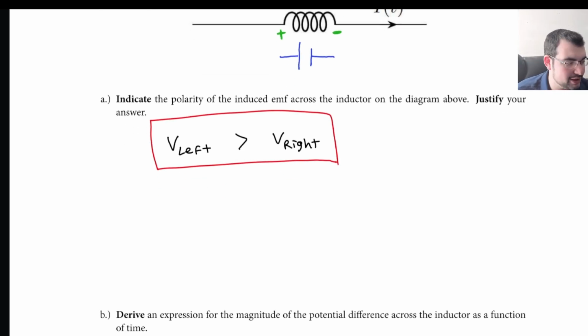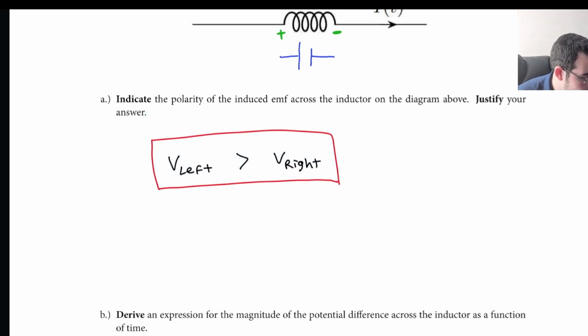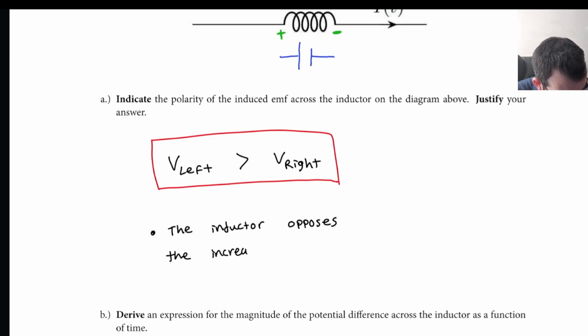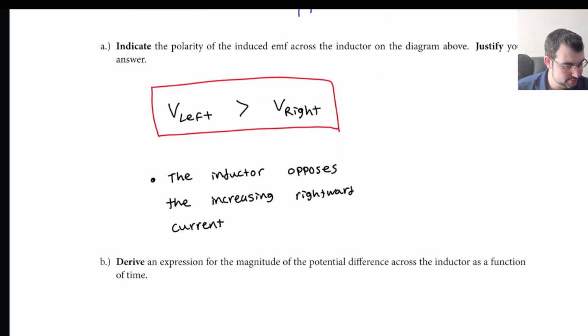So whenever we're talking about justifications with inductors, we'll use their property: they fight changes in current. So the inductor opposes the increasing rightward current. So that's how we get the polarity. You have to figure out what kind of mini battery the inductor will be.